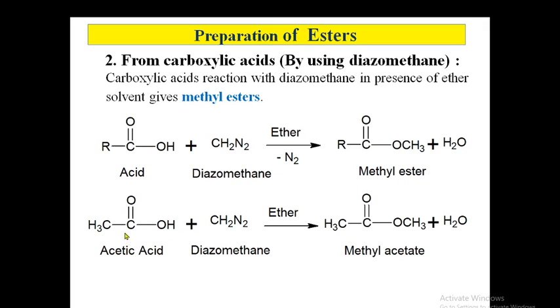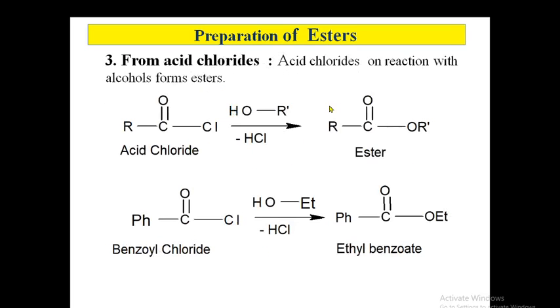For example, if you are taking the acetic acid and reacting with diazomethane in presence of ether, you will get the methyl acetate as a product. So this is the second method, that is by using diazomethane. Now let's go for the third, from acid chlorides.